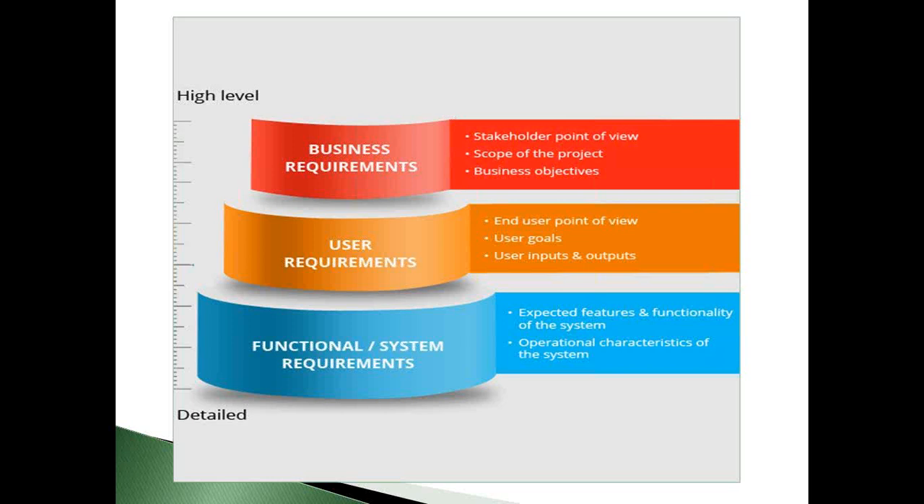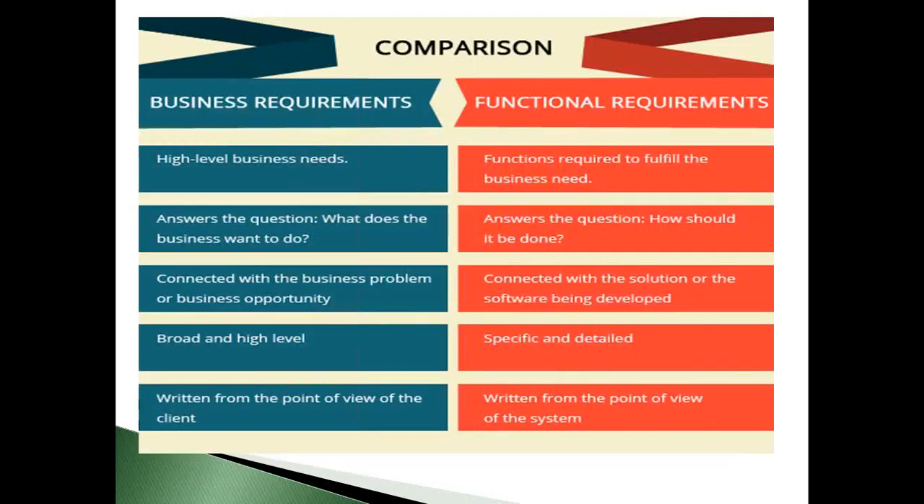And then the user requirements means the end user point of view: what are the user goals and what are the user inputs and outputs. Similarly, for functional requirements, we need to describe the expected features and functionality of the system, and then the operational characteristics of the system. So the first two, the business requirements, are called the high level requirements, whereas the functional requirements are somewhat more detailed. This diagram is just to understand the differences between the business and the functional requirements.